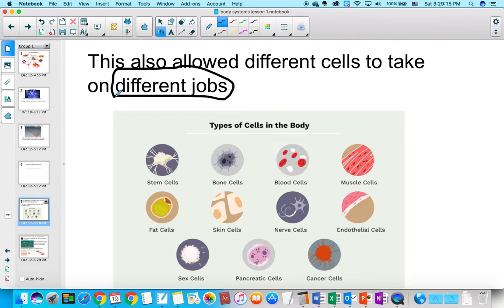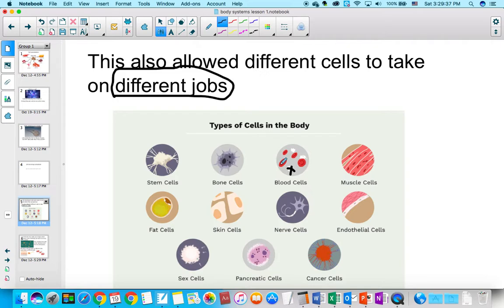And by doing this, each of these cells become really, really good at their one thing. So blood cells, and we're not going to include white blood cells in this one, we're going to look at the red blood cells. They're really good at moving oxygen and moving wastes around in our body so that our body gets the oxygen and our body doesn't get filled with waste. And they become really good at that.